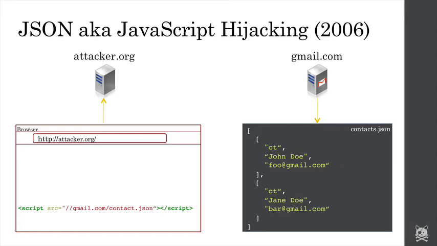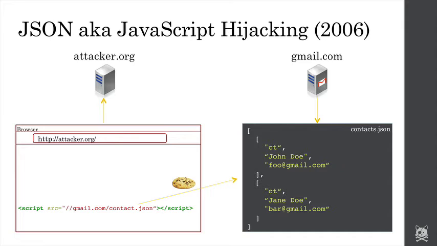So script tags are able to reference third-party resources, and this will generate an HTTP request where the cookies will be attached by the browser, and Gmail will then generate this JSON file, hand it back to the browser, and the browser will just execute it as JavaScript. The source code is not being passed to the attacker, but just executed. And what we can see here is that a JSON file is also valid JavaScript.